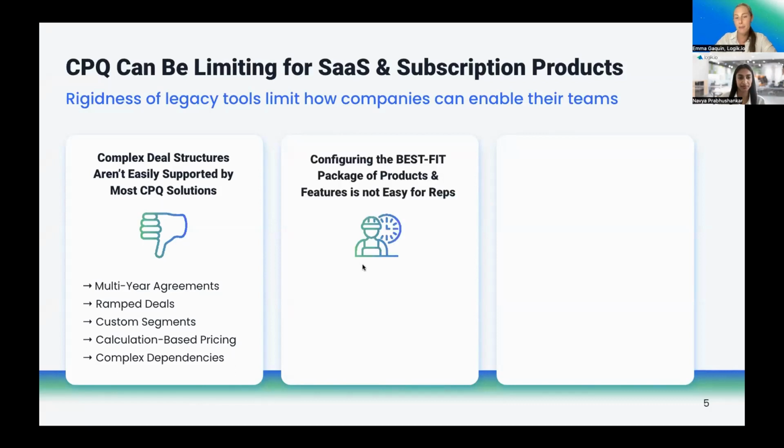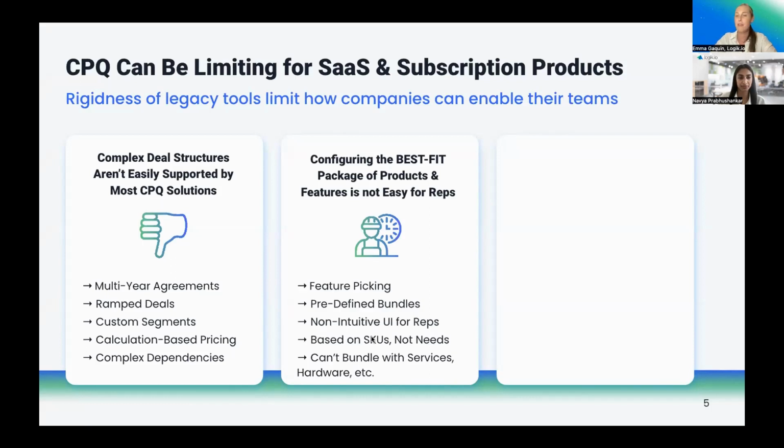Additionally, configuring the best fit package of products and features is not super easy for reps with the CPQ tools that are on the market today. They struggle with feature picking and predefined bundles. The UI for most is fairly non-intuitive. It's based on SKUs, not needs. So reps have to comb through a bunch of SKUs, and most are unable to bundle services and hardware.